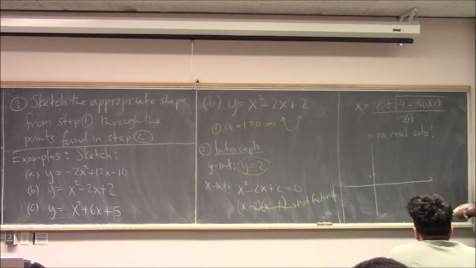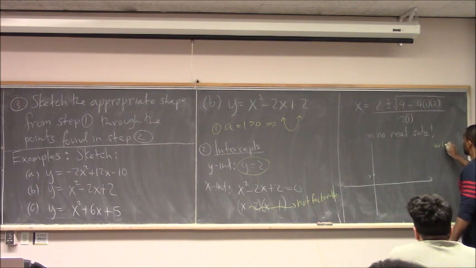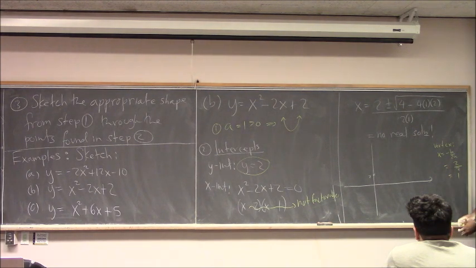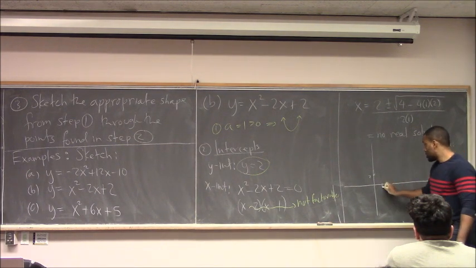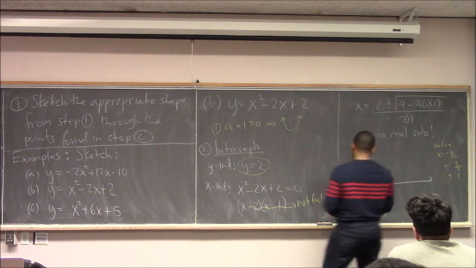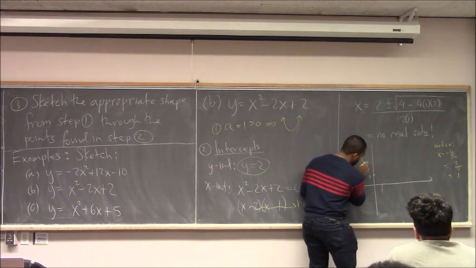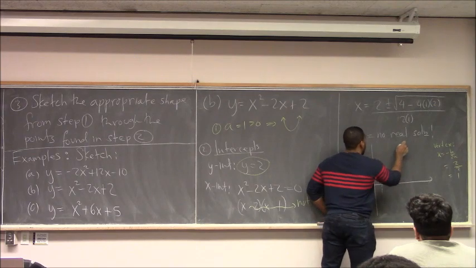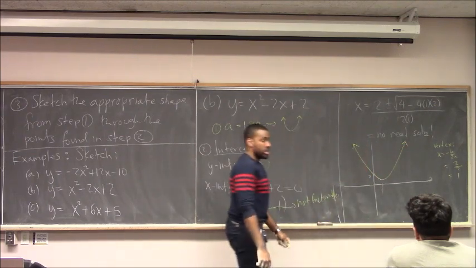Well, what you do is you find the vertex. Now the vertex is going to be x equals minus b over 2a. That is going to be 2 over 2. So the vertex is going to occur when x is 1. So I know at this point, that's the picture. It looks like this. It never actually touches the x-axis.